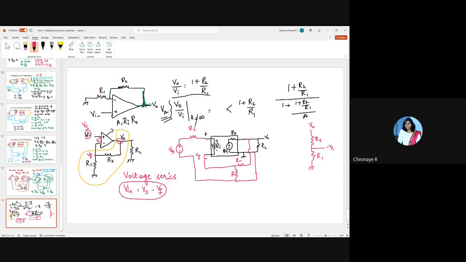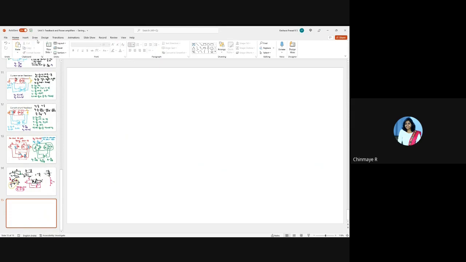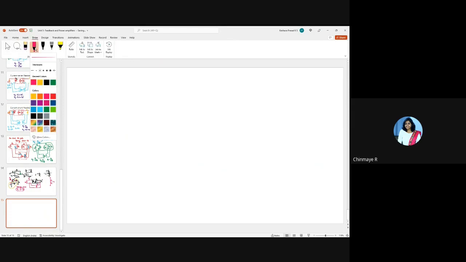Is it clear? We are still trying to identify, we are not solving any problems yet. We are still trying to identify what kind of feedback, because that is the most important thing. Only when you identify the type of feedback, you'll be able to solve the problem. Okay, the next circuit. We'll do another op-amp circuit itself.